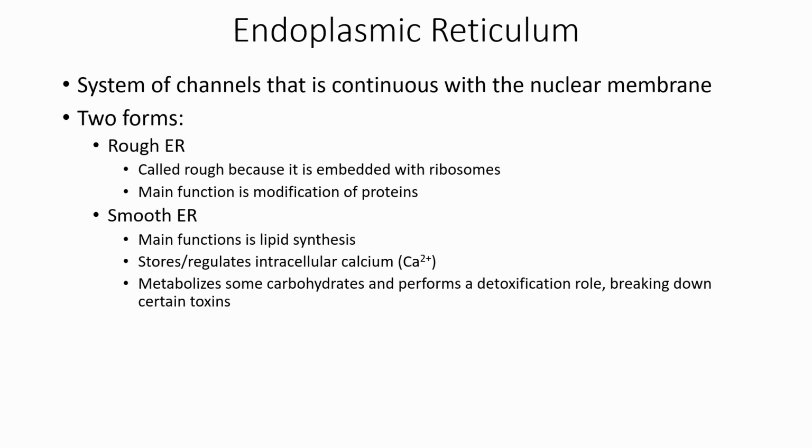The smooth ER is mainly functioning in lipid synthesis, so creating fats, right? And then depending on the type of cell we're looking at, it can have some other specialized functions: breaking down and metabolizing carbohydrates, breaking down certain toxins sometimes, and one of the big things, and we'll see this function come back many times, if not in anatomy, definitely in physiology, is that the smooth ER can store and regulate calcium ions.